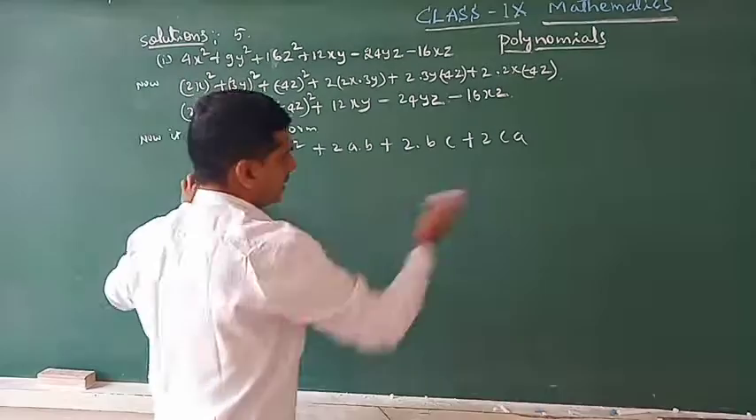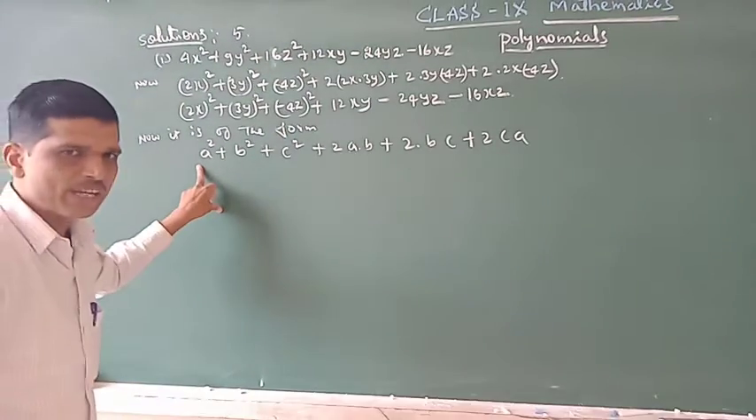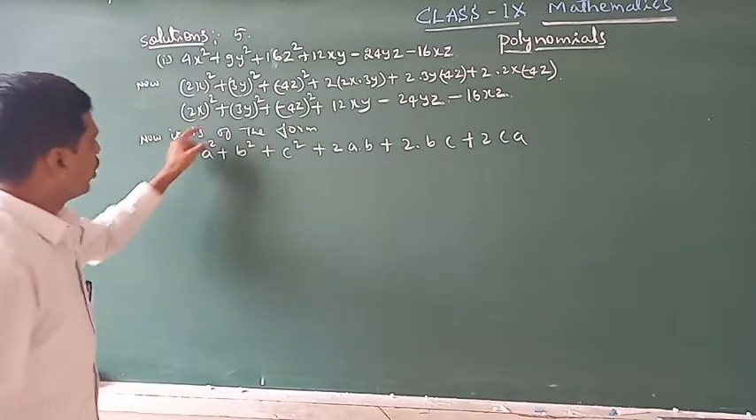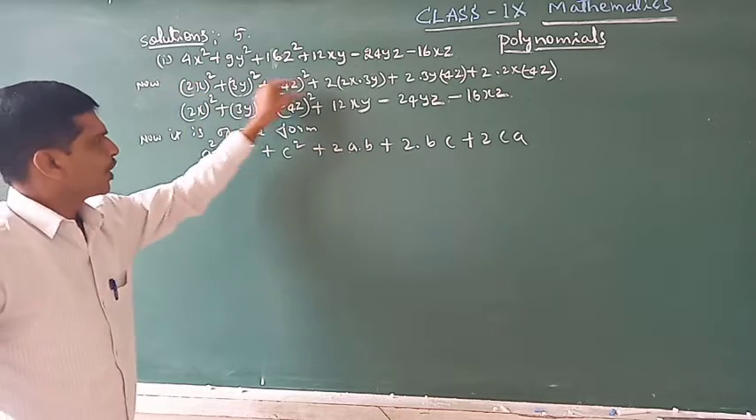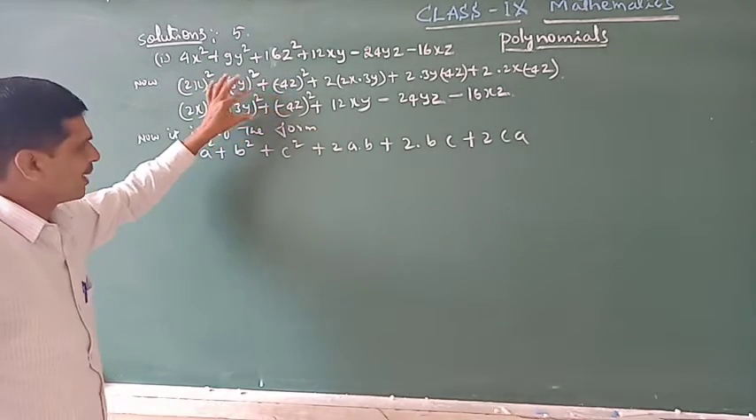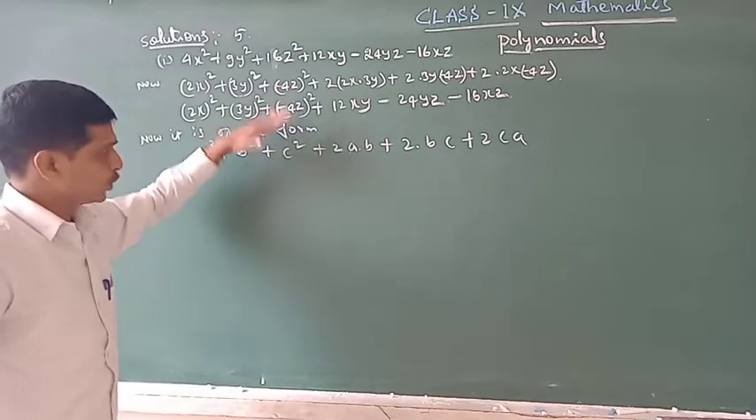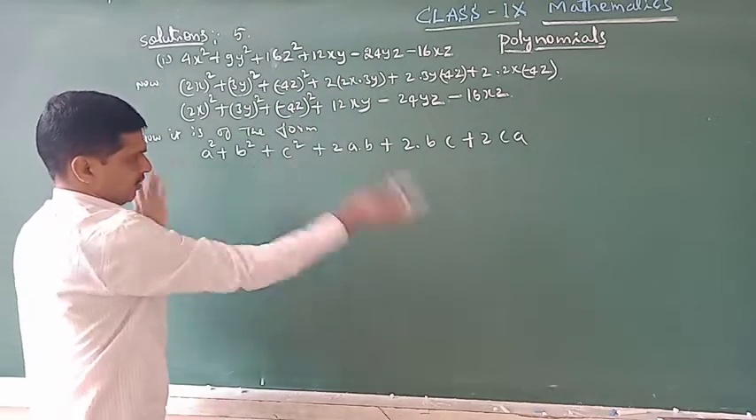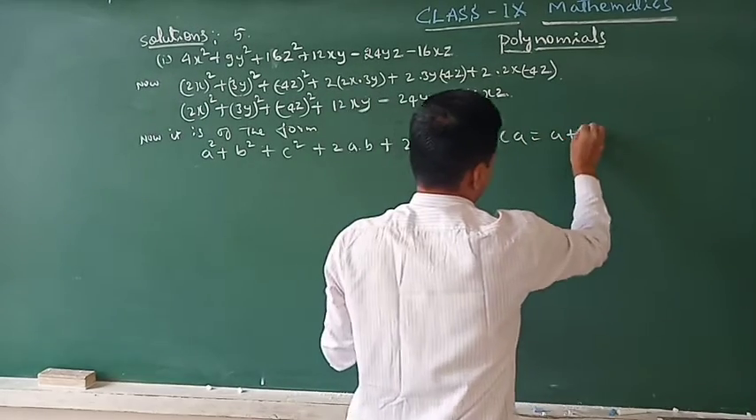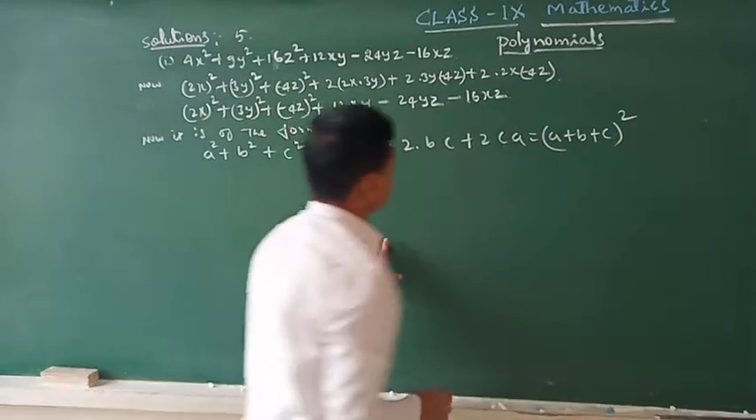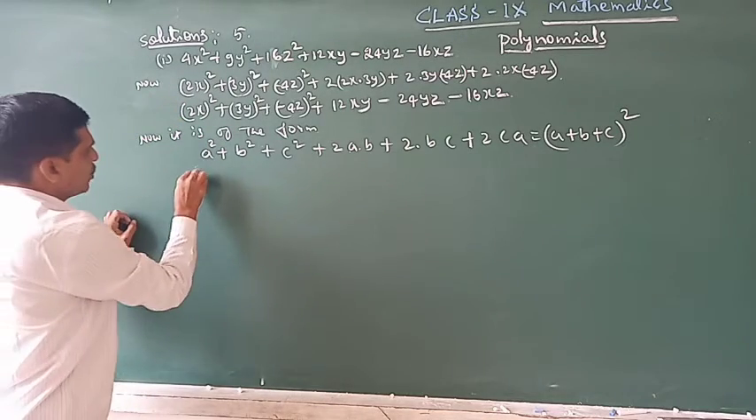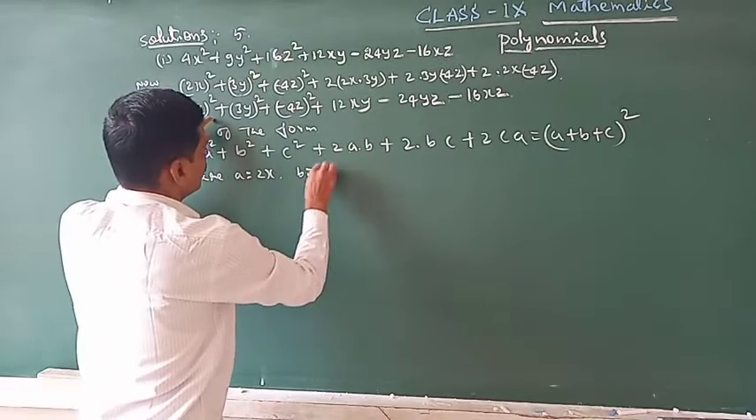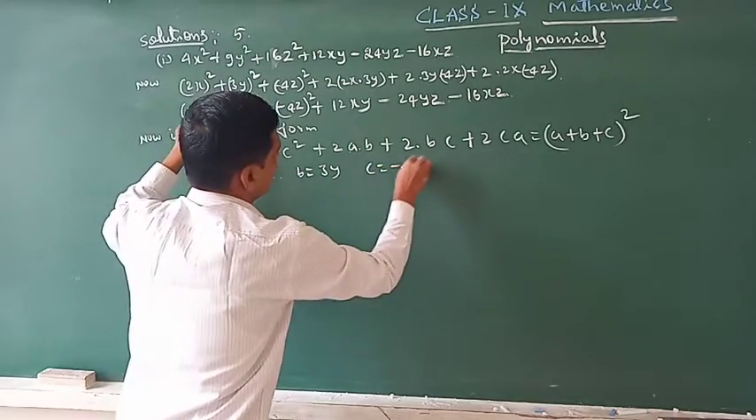What happened? It's the other side of the identity. An identity can always be written in the form of left hand side and right hand side. On comparison, this simplified polynomial can be written in the form of this one because it fits this identity. According to this identity, the other side of the identity is a plus b plus c whole square. So here a is equal to 2x, b is equal to 3y and c is equal to minus 4z.